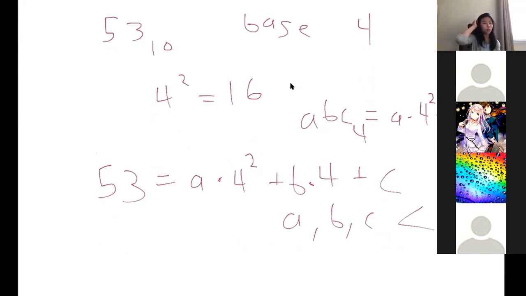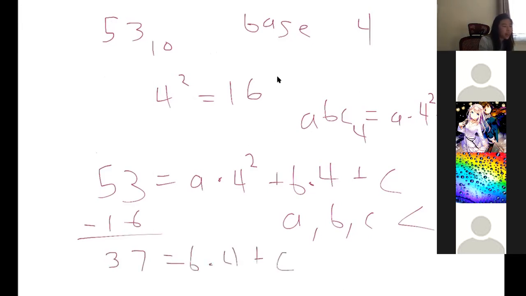Now, what's the value of A going to be? Can A be 1? No, A cannot be 1. If A is 1, then you're left with 53 minus 16. You're left with 47, or I guess 46, I can't do math. Yes, I can. You're left with 37. And this has to equal B times 4 plus C. That's not going to happen if B has to be less than 4.